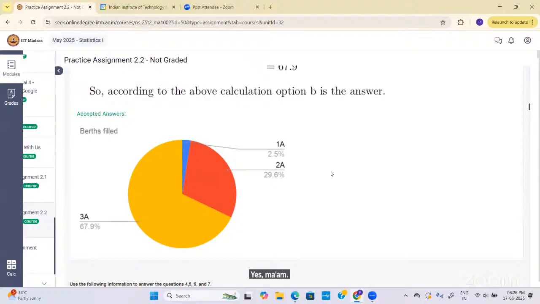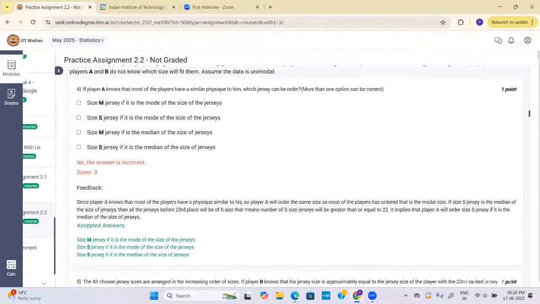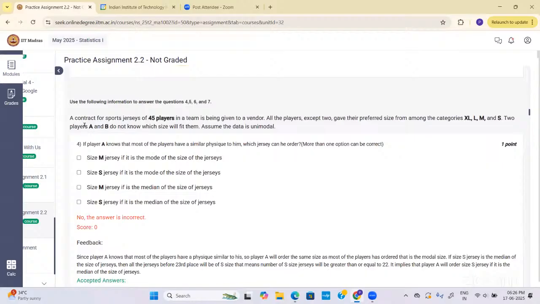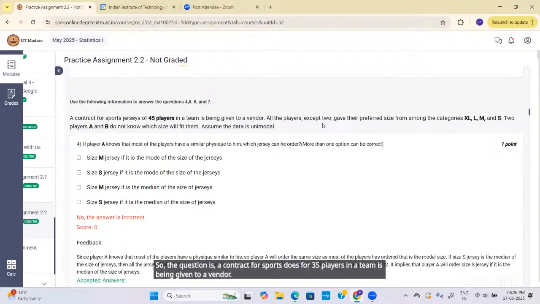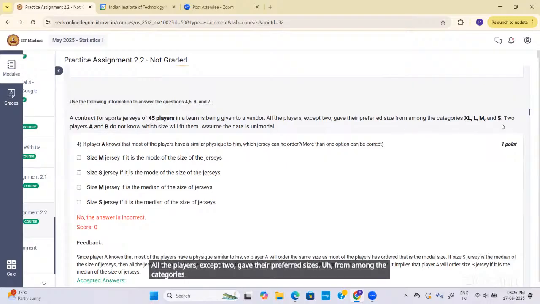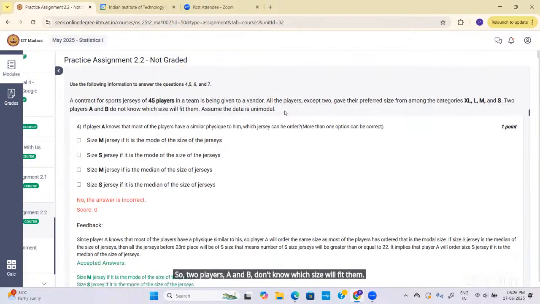Thank you, ma'am. Question 4, the same section. So the question is, a contract for sports jerseys for 45 players in a team is being given to a vendor. All the players except 2 gave their preferred sizes from among the categories XL, L, M, and S. So 2 players, A and B, don't know which size will fit them. So assume the data is unimodal.